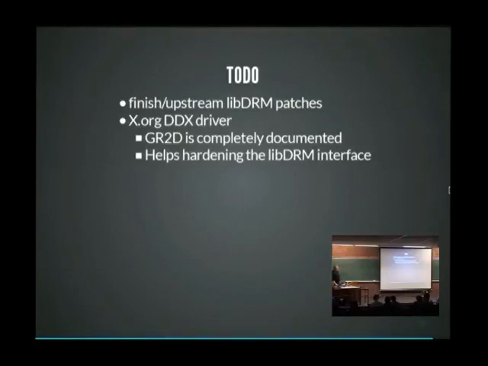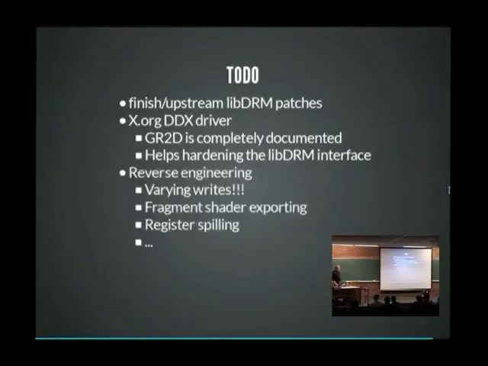Since the GR2D, or 2D, is pretty much documented, it should be pretty easy to do also. And we have a working libdrm interface, so it's mostly about really knowing how the DDX interface works, I think, which is the biggest part. I don't know the DDX stuff at all, so for me it would be quite a bit of reading code to understand what needs to be done.